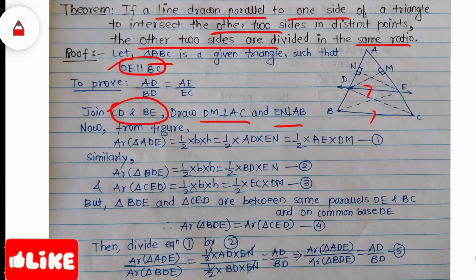Fine. Now from the figure, what I get is the area of triangle ADE. Now where is that triangle ADE? You can see that it is the triangle in the upper part of the given triangle.